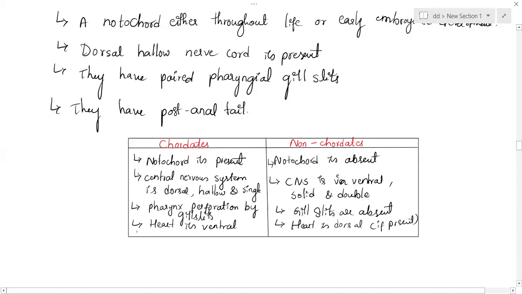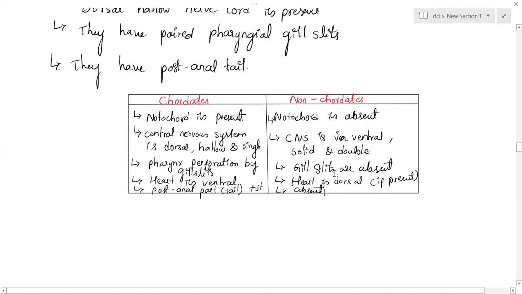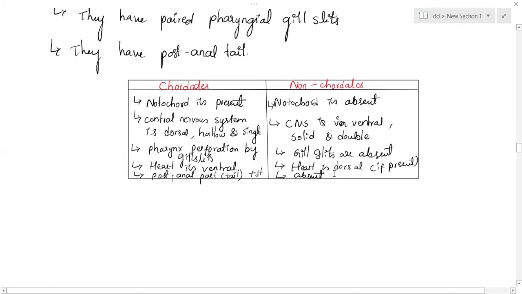One more character is there, that is the last character. Here, the post-anal part, that is the tail, is present. Here, it is absent. So these are the differences between the chordates and the non-chordates.